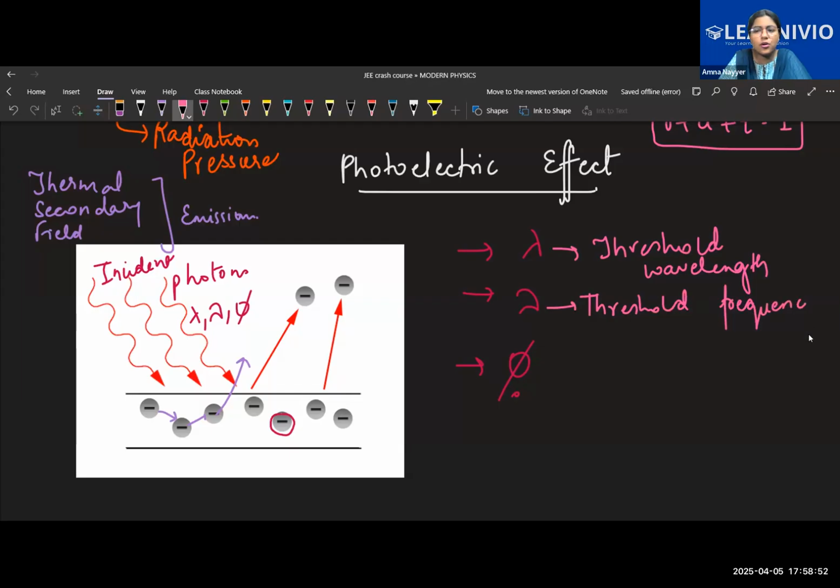Threshold means the maximum limit. In normal terms, threshold means the maximum limit. And the minimum energy, sorry, not the maximum, the minimum energy that is required, is called work function. So when these criteria are met by the incident photon, the electrons get ejected. And this process is called photoelectric emission. Is that clear?